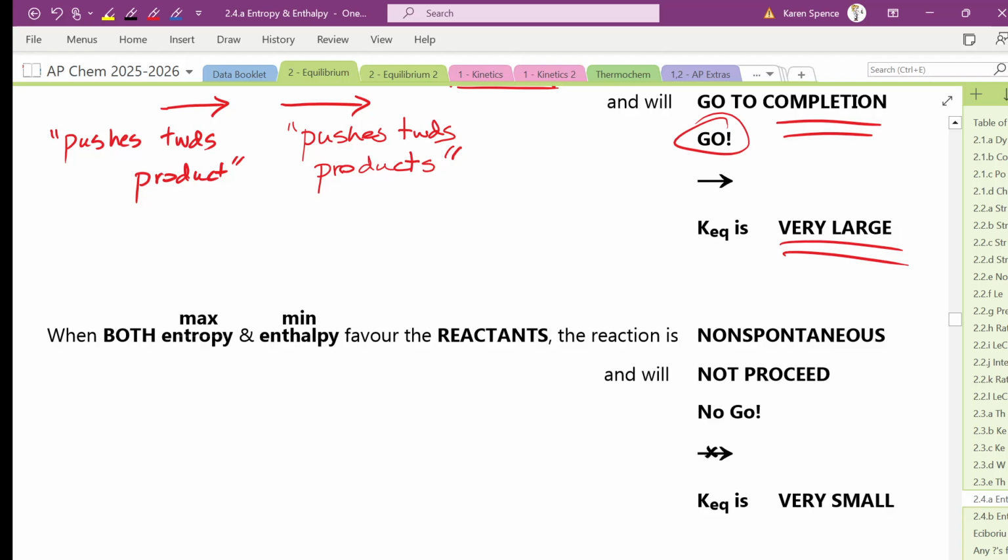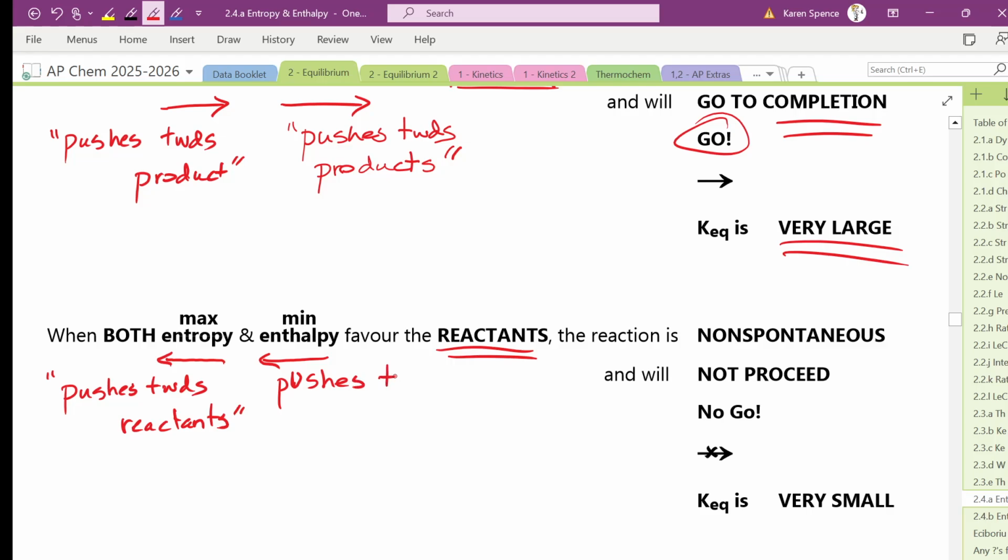If you have both maximum entropy and minimum enthalpy favoring the reactants, in other words, they are both pushing towards the reactants, if everything is pushing that way, are your reactants going to react?